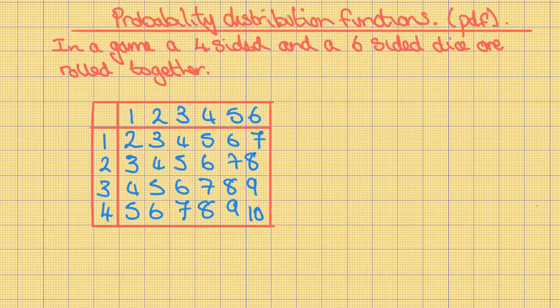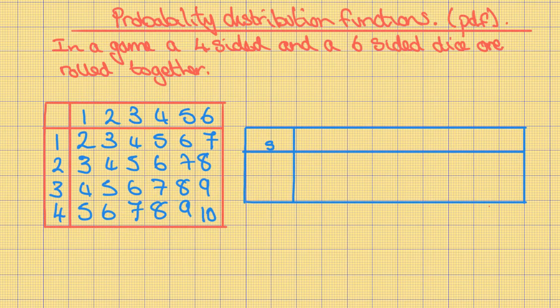From the sample space, we can construct a probability distribution table showing the probability of each score. Little s represents the totals ranging from 2 to 10. P(S = s) represents the probability of obtaining each of the scores from 2 to 10.